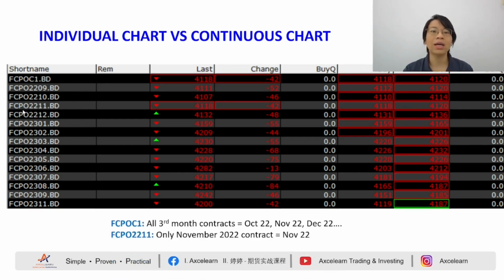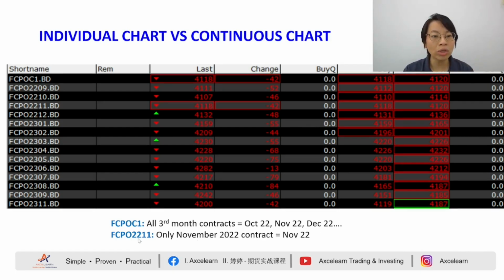So in short, I'm going to summarize this. You can see that FCPO C1 captures all the third month contracts. Whenever any contract month becomes the third month, they capture that particular month. For example, with October, previously they were capturing the October month. Currently, they are capturing the November month, which is the third month. Subsequently, once it reaches 16th of September, FCPO C1 is going to capture the December contract month.